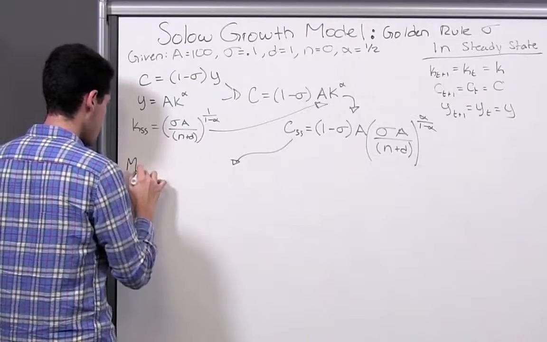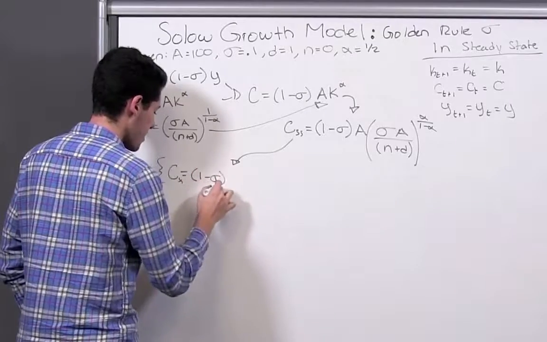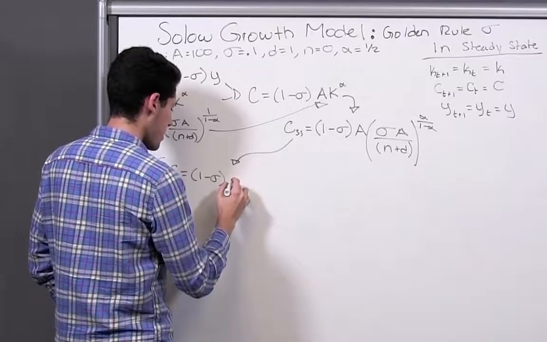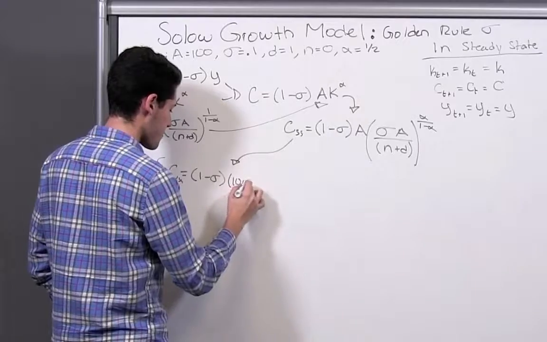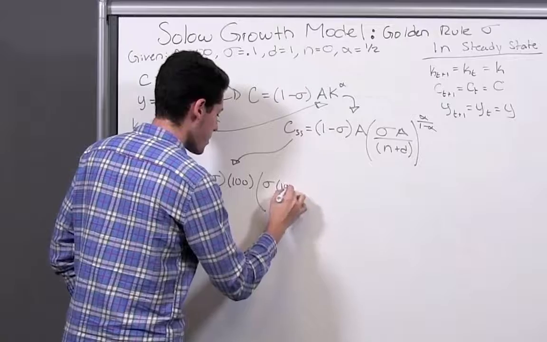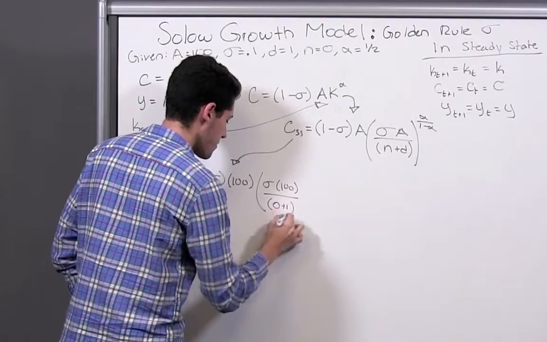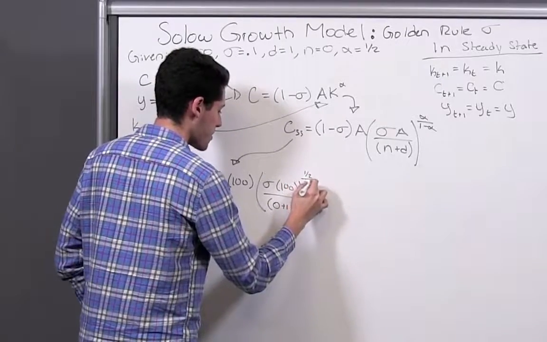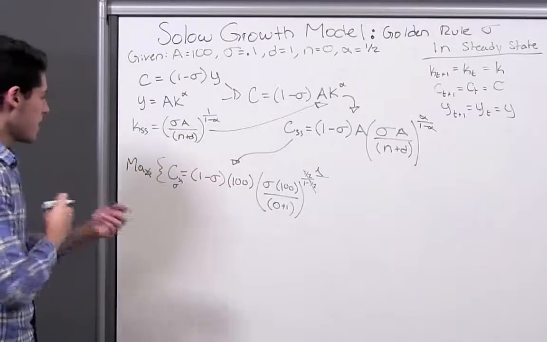So with that, let's try to maximize this consumption function. That's going to be 1 minus sigma, the one thing we don't know. That's what we're going to try to solve for. Let's also plug in our values. So A is 100, sigma is the unknown, times 100 over 0 plus 1, all of that to the 1/2 over 1 minus 1/2. So that whole thing is just going to be 1, right?